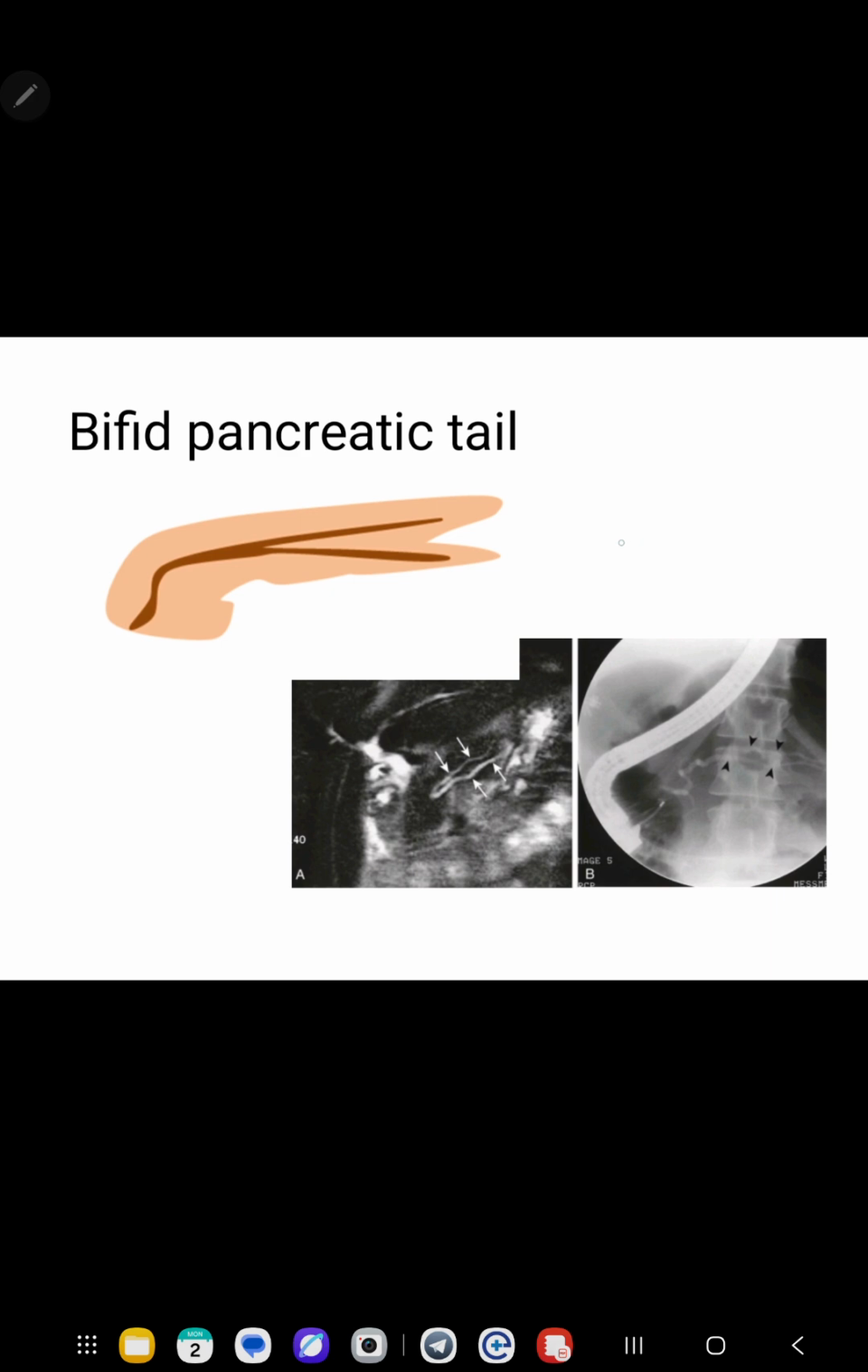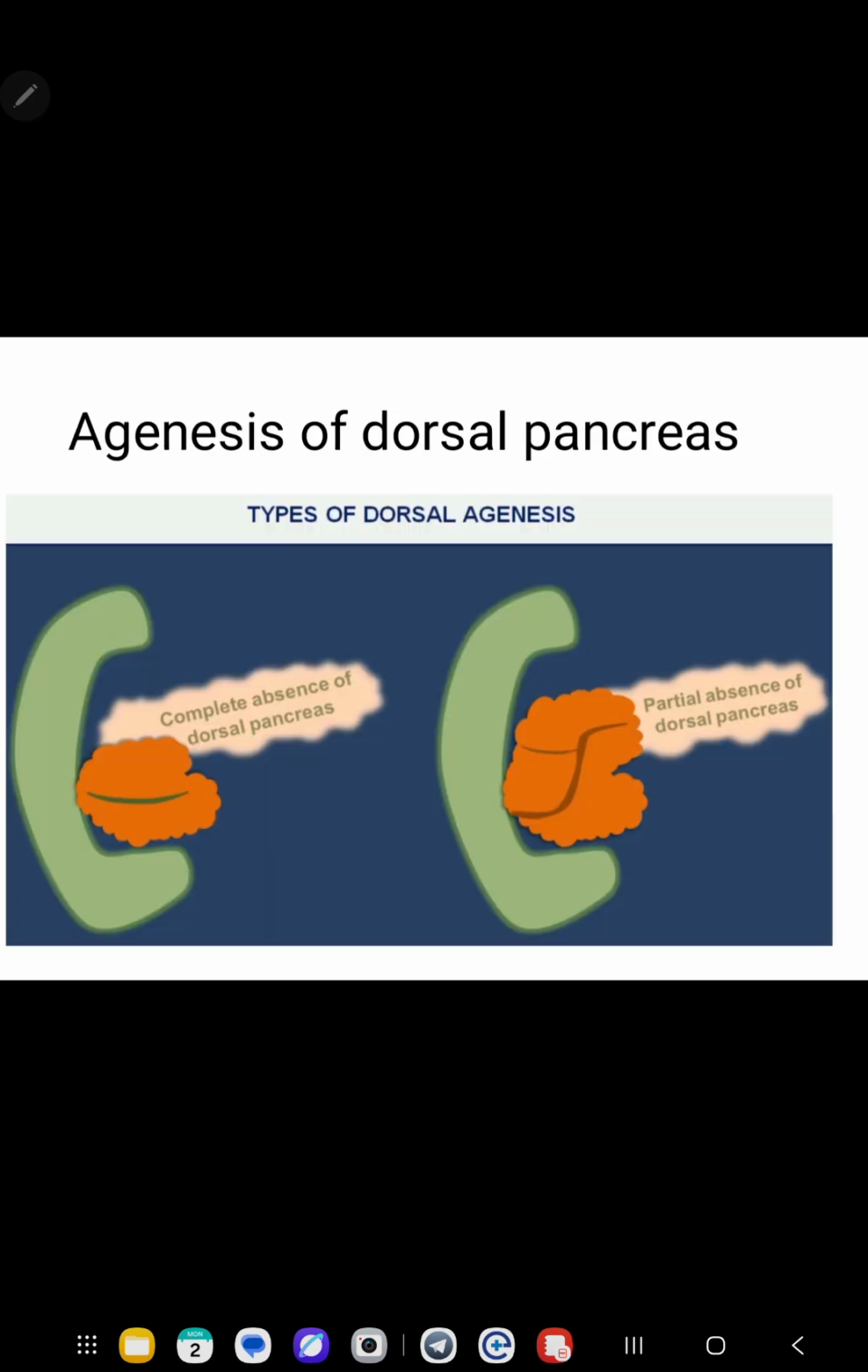Then bifid pancreatic tail means that the pancreatic tissue itself is dividing into two, like a fish tail appearance, along with the duct also. The duct is also dividing into two, and the telltale sign of this bifid pancreas is that the tail will never reach the splenic hilum. These are MRCP images showing the two ducts, and this is the ERCP image showing the duct division.